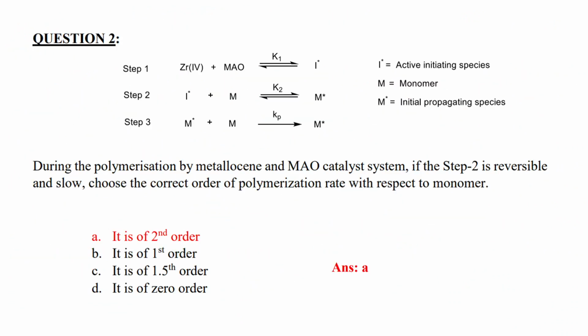Now coming to your second question. This particular reaction is given with zirconium and MAO. At first, initiation starts by giving the initiating species. Then it reacts with your monomer, the monomer gets activated, there is the initial propagating species, and lastly this progresses in that way as propagation. During polymerization with metallocene and MAO catalyst, step two is reversible and slow. They want to know the correct order of polymerization with respect to monomer. For that, we just need to discuss these three steps and do the kinetics.